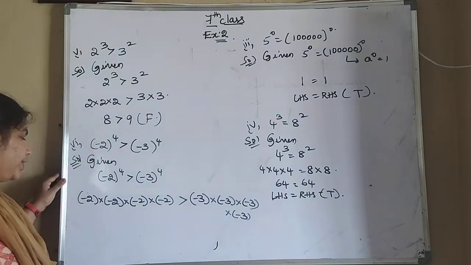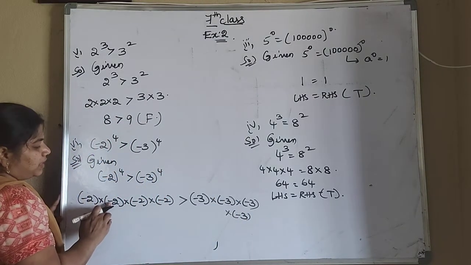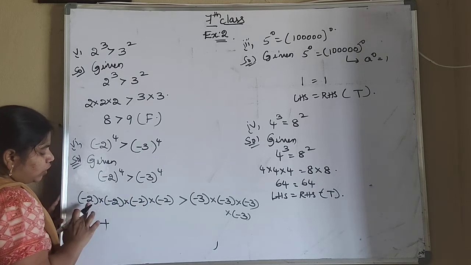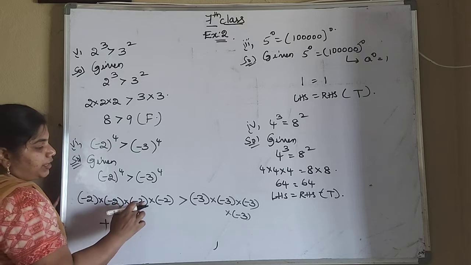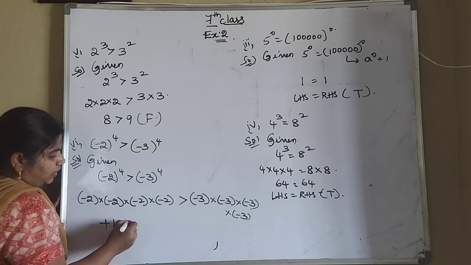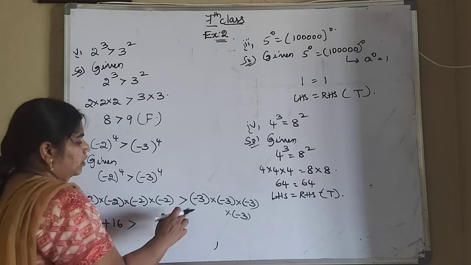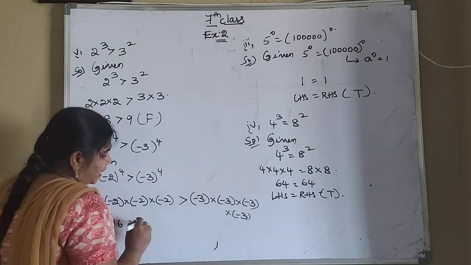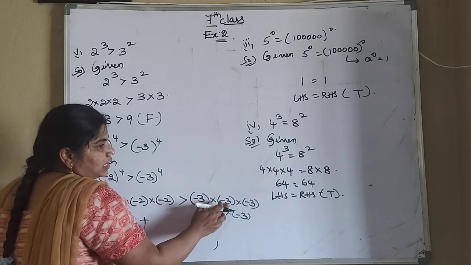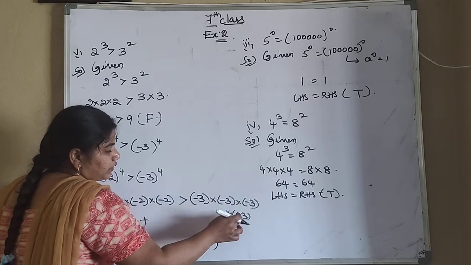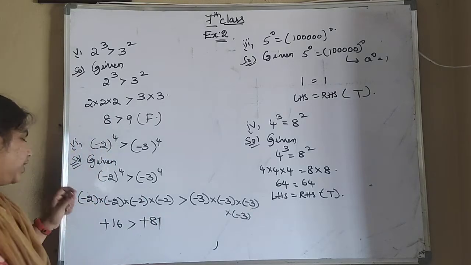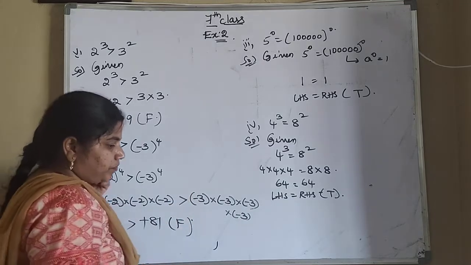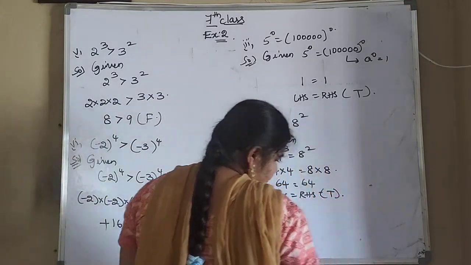So how much you will get here? Minus into minus is plus, plus into minus minus, minus into minus will be plus. 2 2s are 4, 4 2s are 8, 8 2s are 16 is greater than, here minus into minus plus, plus into minus minus, minus into minus again you will get plus. 3 3s are 9, 9 3s are 27, 27 3s are 81. So which is greater here? 81 is greater, so it is false. Okay. So next is last one.